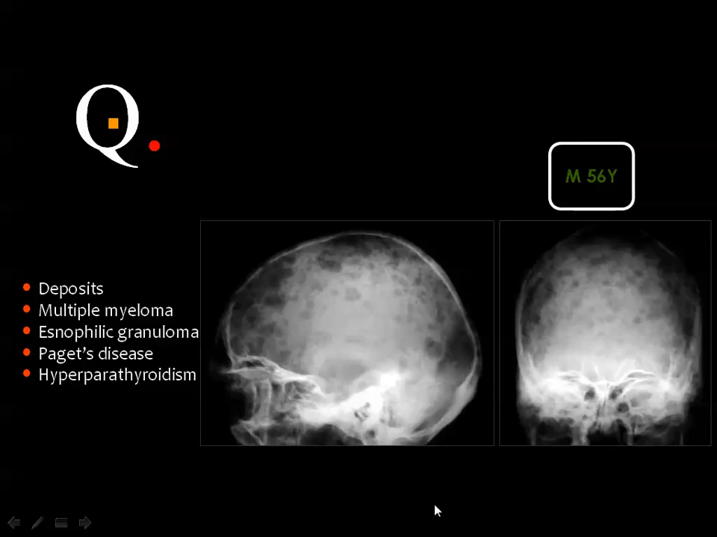Yes, X-ray of the skull. Deposits of myeloma, eosinophilic granuloma, Paget. Yes, myeloma, and this is the classic appearance of myeloma with lytic lesions of almost similar size. Deposits are usually of different sizes and may have sclerosis. Eosinophilic granuloma gives a geographical appearance. Paget is not like this at all.